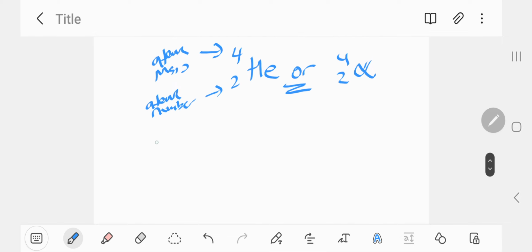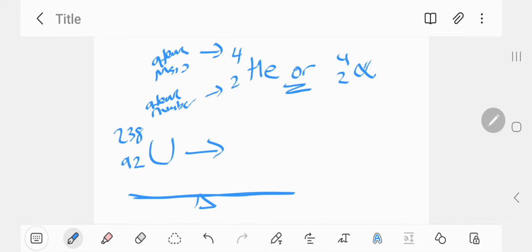Let's see how this works. Let's suppose we've got uranium, with an atomic mass of 238 and an atomic number of 92. How do we work out the radioactive decay of this? Let's suppose you're asked an alpha decay question. First thing you do, this is like an equation, you have to balance it. It's like a seesaw. Write down an alpha particle, plus something else, a lighter nucleus.